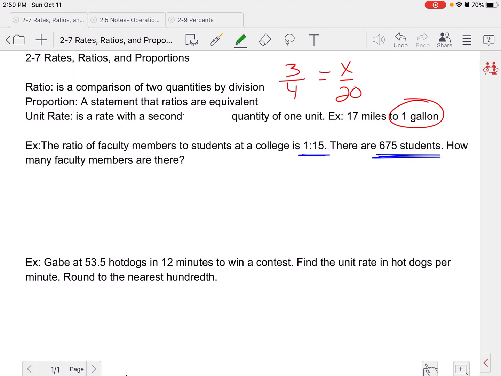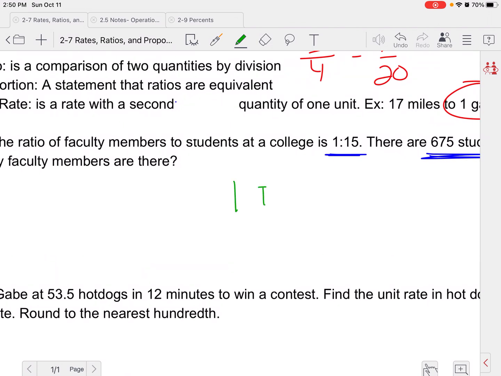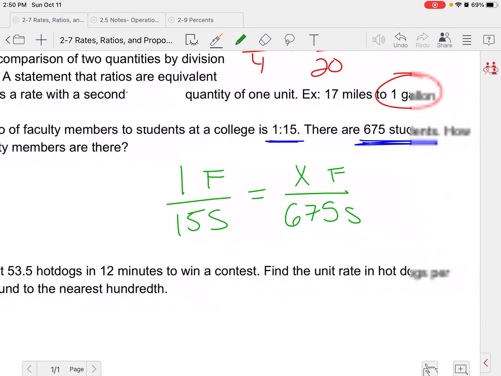Anytime we see 3 different numbers, a lot of times this is when we set up a proportion. So 1:15 means we have 1 faculty for every 15 students. And we want to know when we have 675 students, how many faculty are there? So notice I had 1 faculty goes with x faculty and 15 students goes with 675 students. We're trying to figure out how many faculty go with 675 students, okay?